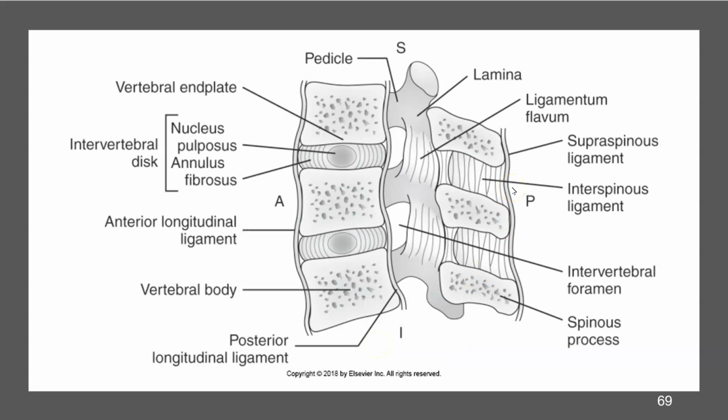Okay, so if we're looking here, and we got a cross section, so we have the pedicle, the lamina, ligamentum flavum, and we've got the interspinous ligament, the supraspinous ligament, intervertebral foramina right there. Here's your spinous process. Here's your posterior longitudinal ligament. Here's your anterior longitudinal ligament. This is your vertebral body. And we've got the intervertebral disc, which consists of the annulus fibrosus, which is on the outside, and the nucleus pulposus, which is on the inside, the squishy. And then you've got your vertebral end plates.